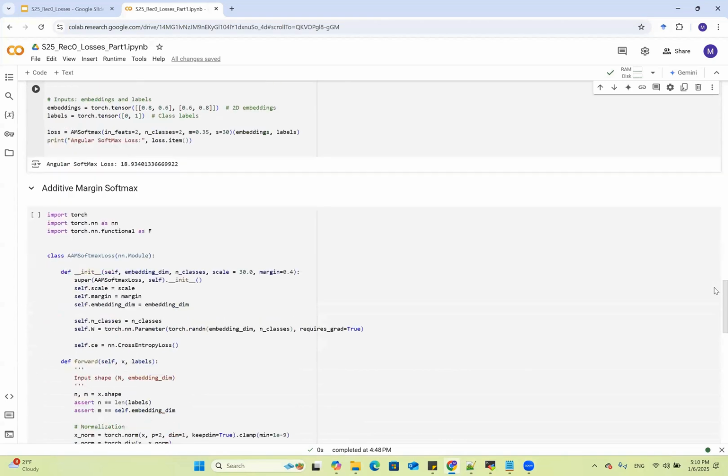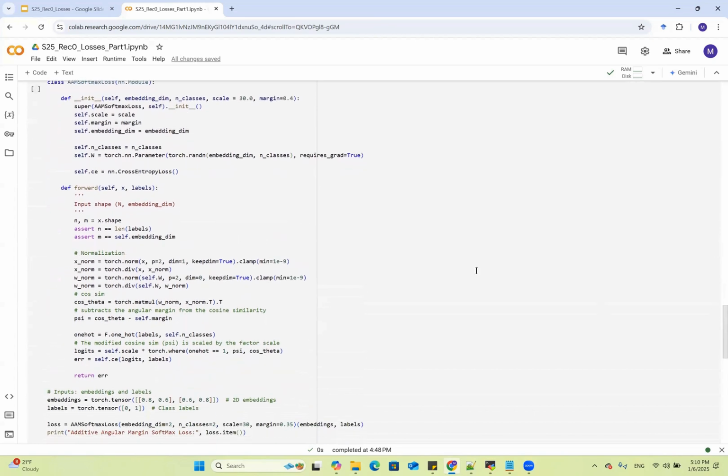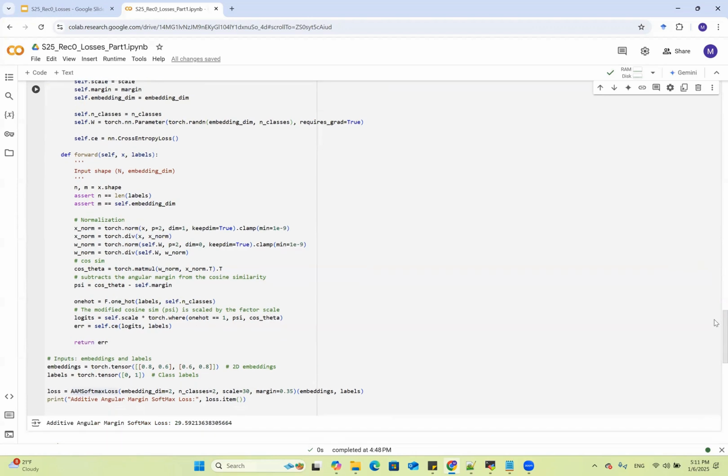This is the implementation. Again, here we apply normalization for the embeddings and their corresponding weights. Here we computed the cosine similarity. We subtracted the margin from the cosine similarity, and then this modified cosine similarity is scaled by the factor scale. Then we computed the loss using the cross entropy. We initialized it and called it at the same time, in the same line.